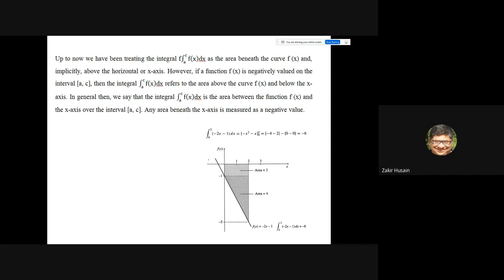So this is important because we know that in case of investment, for instance, just a minute.